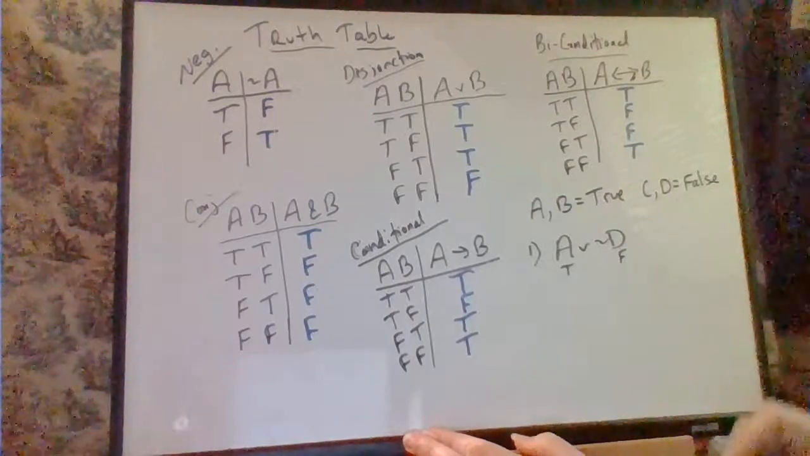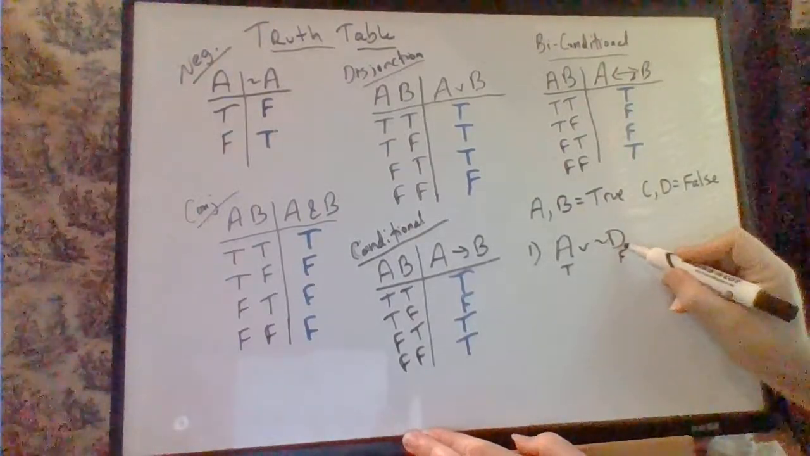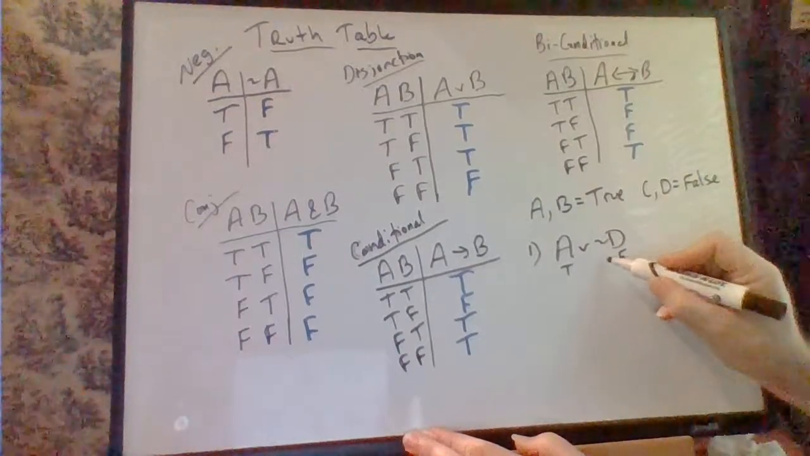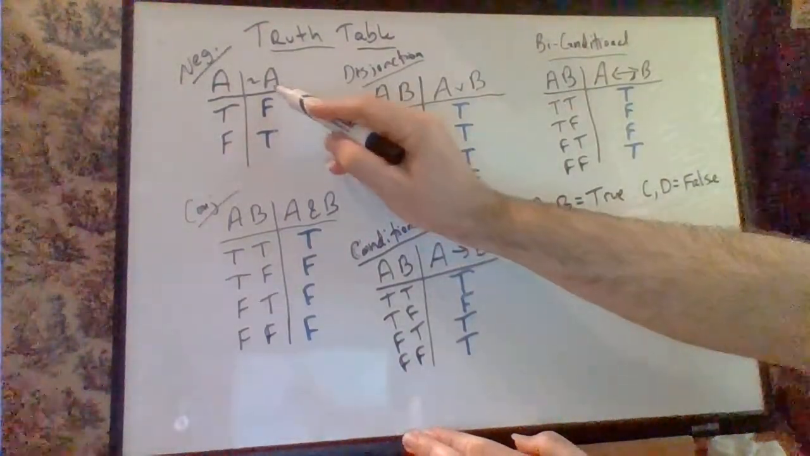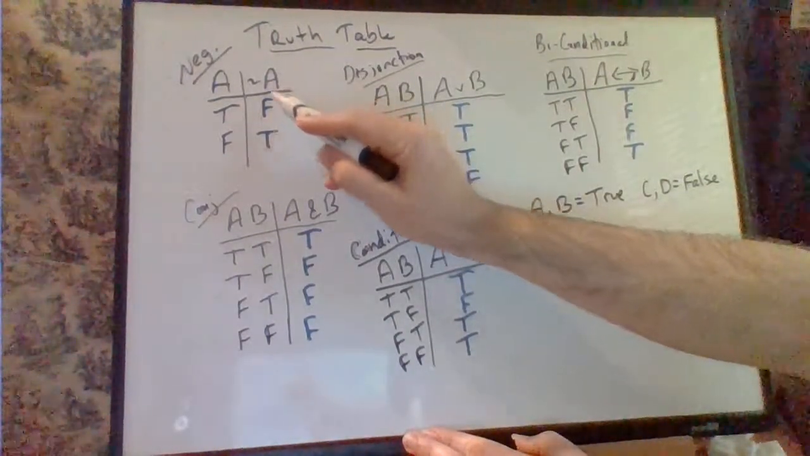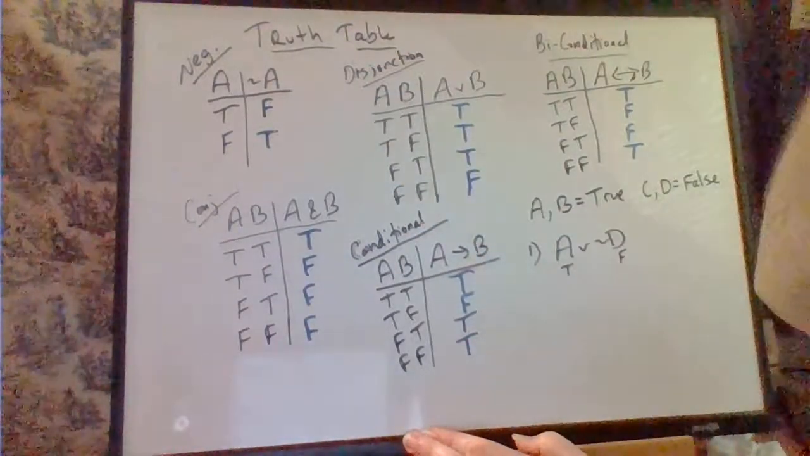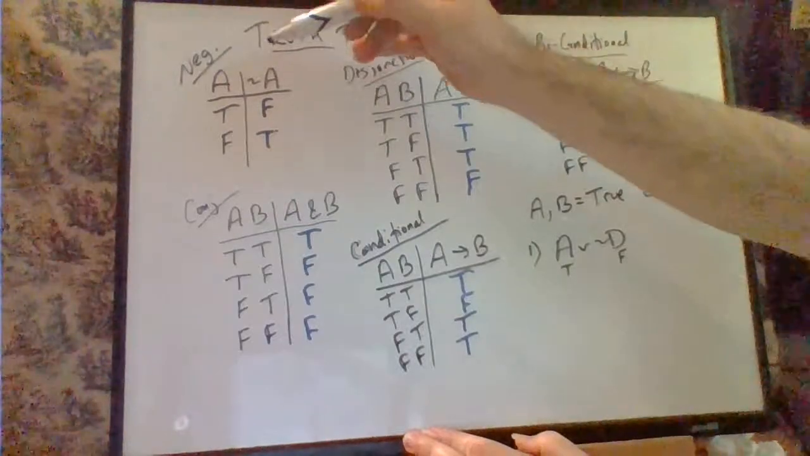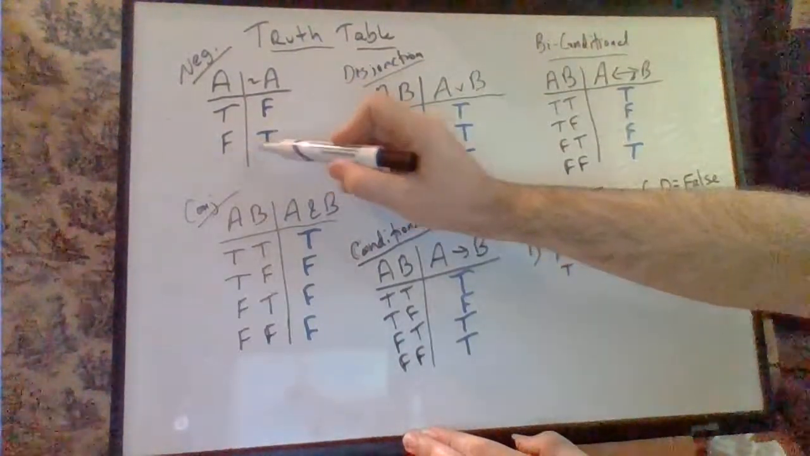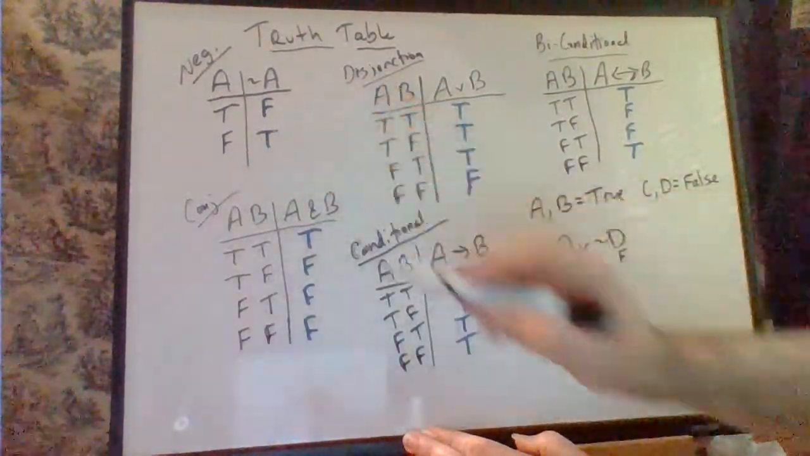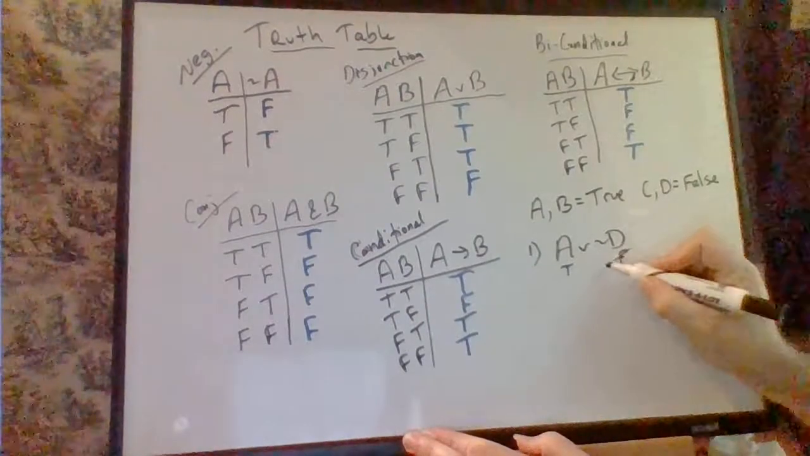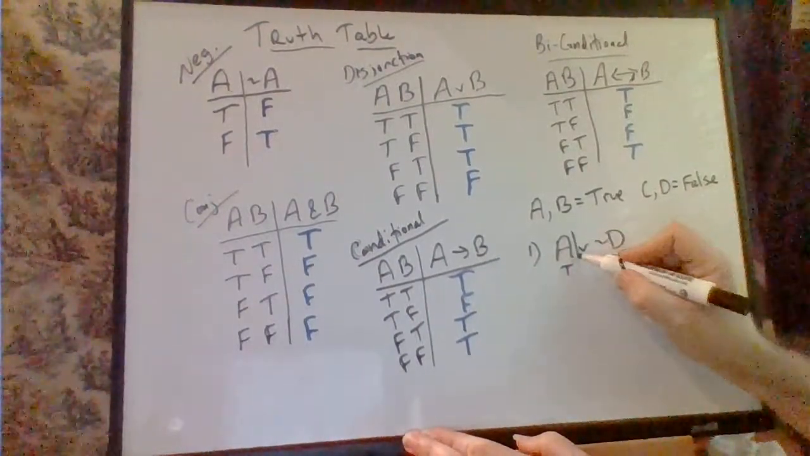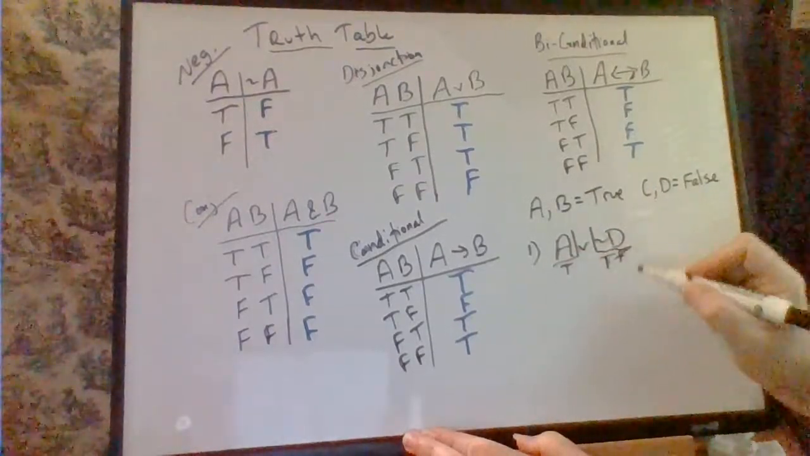Well, the first thing I recognize is that there's a tilde in front of the D. Well, if D is false, what is not D? Well, I look over here, right? A is just your placeholder for whatever letter or whatever phrase you're using. So if A is false, then not A would be true. So if D is false, not D is true. So the A is true, not D is true.